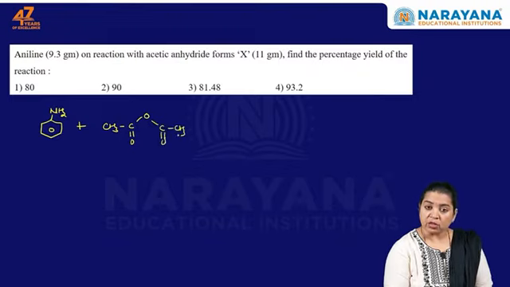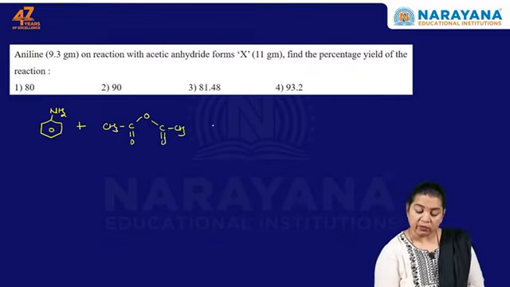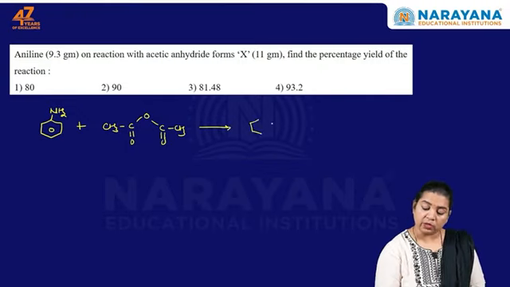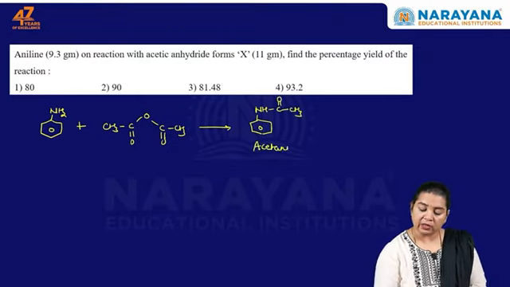It is the very famous Schotten-Baumann series of reactions, in which you will find this. And what is the product formed? The product formed is NHCOCH3. This is acetanilide.